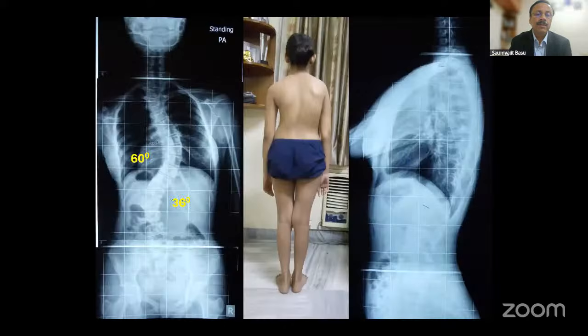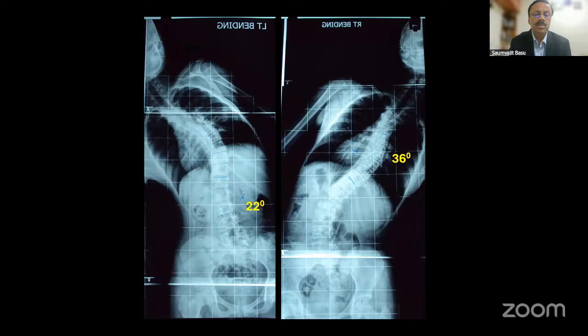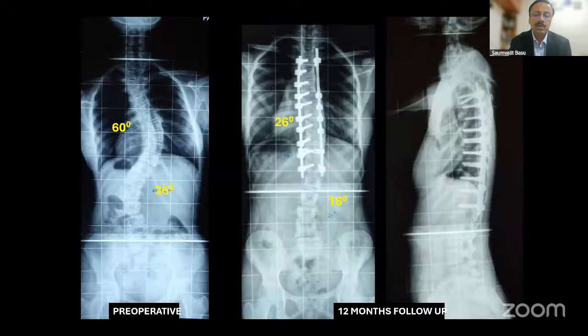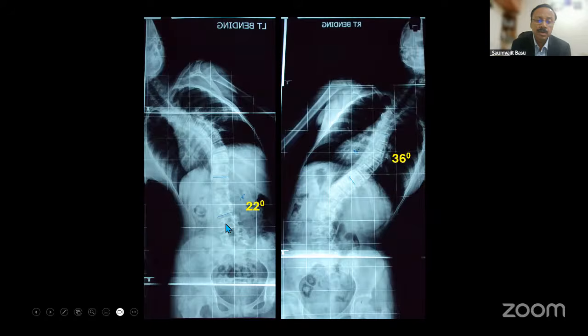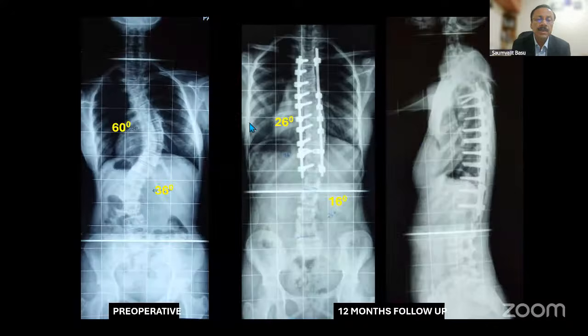This is an example of a selective thoracic fusion, 60 and 36, 36 coming down to 22. So good, and of course a good derotation. This is also what I look at, whether there is a good derotation on the bending views of the lumbar curve or not. And here I fused up to L1, in which I left the thoracic curve to balance itself to 16 degrees. This is a 1-year follow-up.